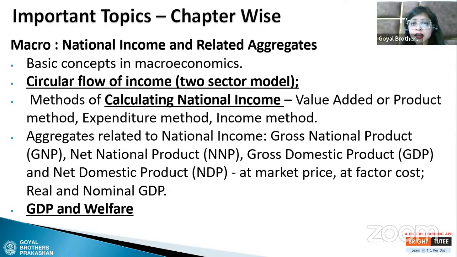Then you have seen clearly there was a 5-marker question of calculating national income. And that can come through any method. So you should be thorough with all 3 methods: the value added product method, expenditure method, income method, and the precautions regarding them. You have to go through all the things. And then we have the conversion equations and all the related aggregates.